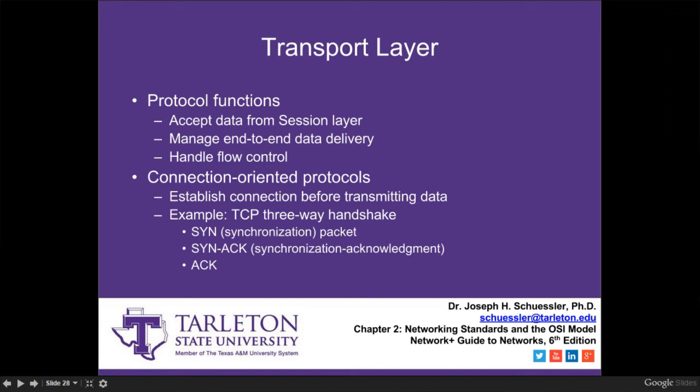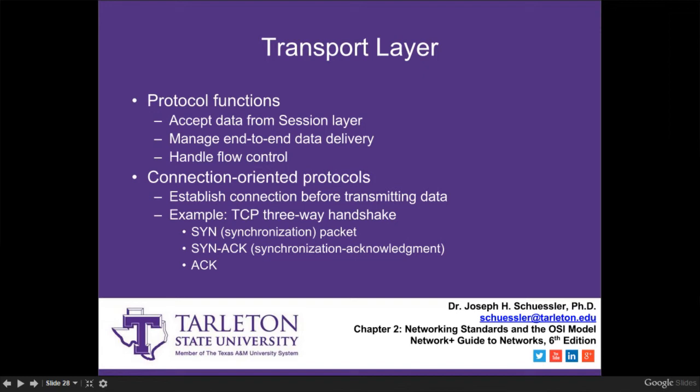The transport layer is the next layer down, and the functions of this protocol are to be able to accept data from the session layer above it, to be able to manage end-to-end data delivery, and to handle flow control. So the transport layer's job is to make sure that data leaves the sending side and is actually received on the receiving side. And then it handles flow control, so the speed of the data. In other words, the sending side may be really fast, but if the receiving side is really slow, doesn't have much in the way of memory to be able to hold data, the sending side needs to be able to slow that flow down so that the receiving side can still receive that information.